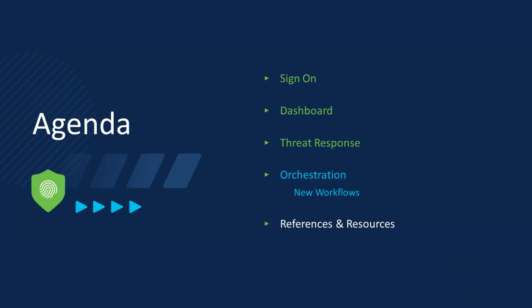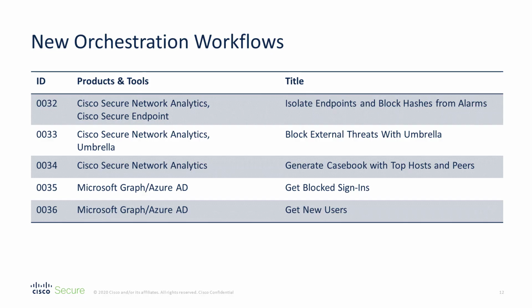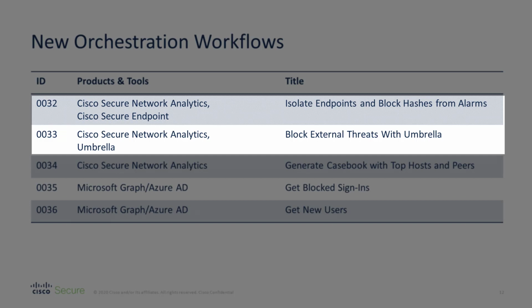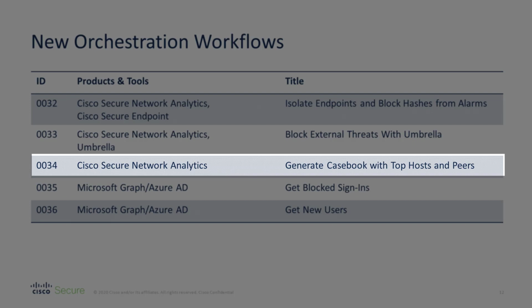Moving on to orchestration, as usual, we've got some new workflows. So we've got 5 that we're going to talk about, 32 to 36 inclusive. 3 of these are for Cisco Secure Network Analytics, previously known as StealthWatch Enterprise. And a couple of them offer response actions in other products, Cisco Secure Endpoint and Umbrella, to take response actions against things detected in CSNA. And then the last one generates casebooks based on things that were detected in CSNA.